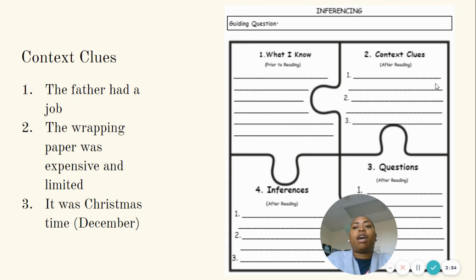The second part that we need to find is the context clues, which is after reading. So some of these could be, number one, the father had a job. We knew that because we did the reading. Number two, the wrapping paper was expensive and it was limited. And we found that out through the reading because it was directly stated that it was expensive. Number three is it was Christmas time or December, because we know this simply because it was stated in the text.